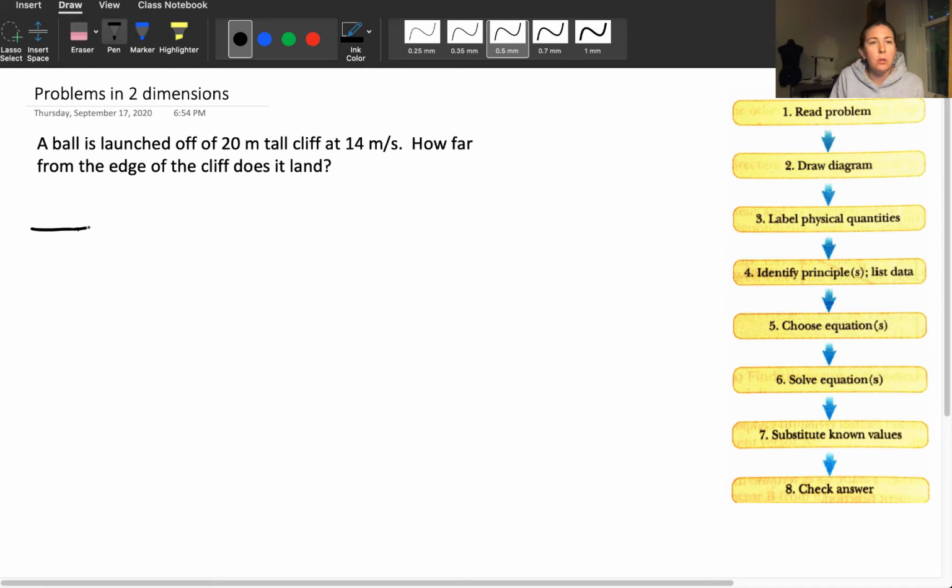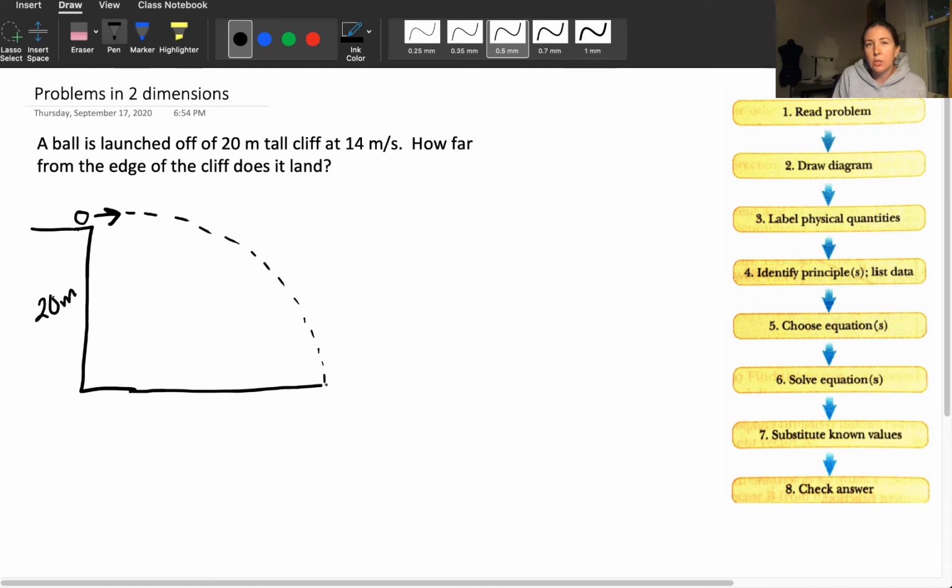So here we have a ball launched off of a 20-meter tall cliff. So this cliff is 20 meters high. And here's the ball, and it's going to be launched. If it doesn't say it's launched at an angle, it's always going to be launched horizontally. So this ball is launched horizontally, and so you and I both know that it will follow a path that looks something like this. And the question is, how far from the edge of the cliff does it land?